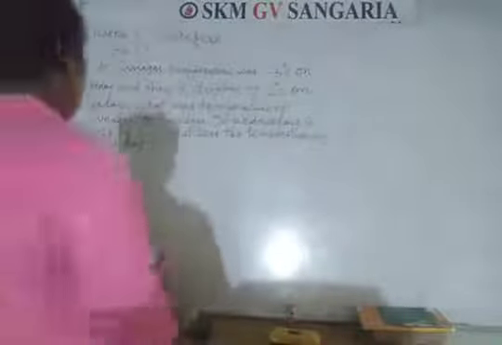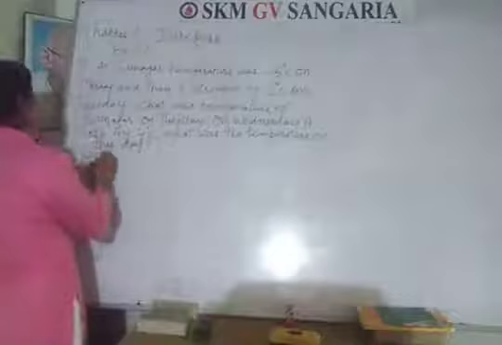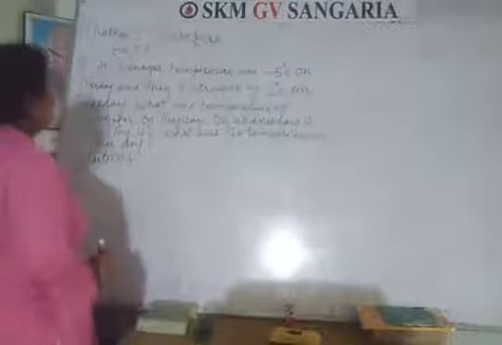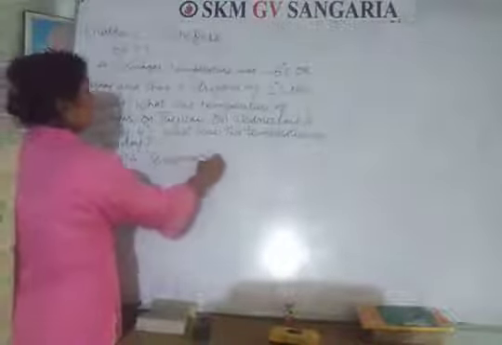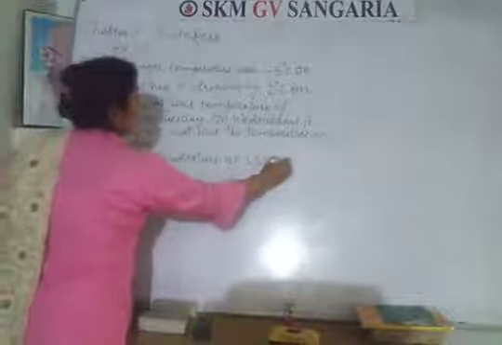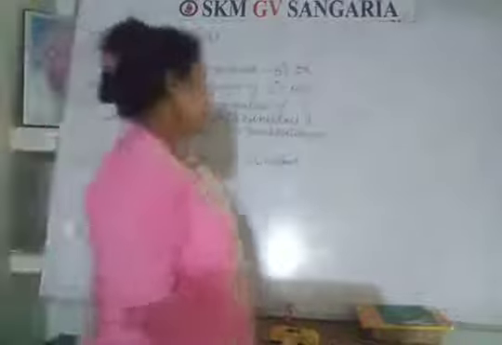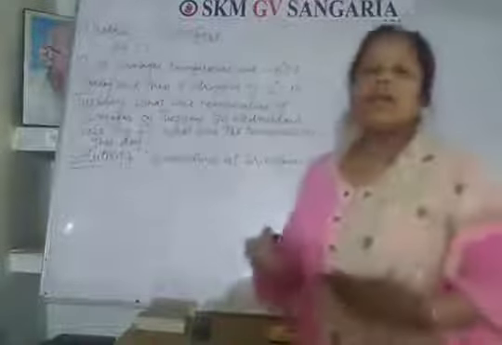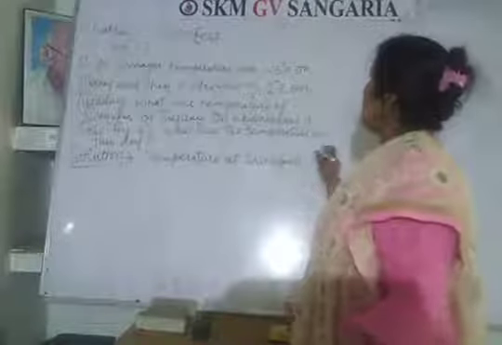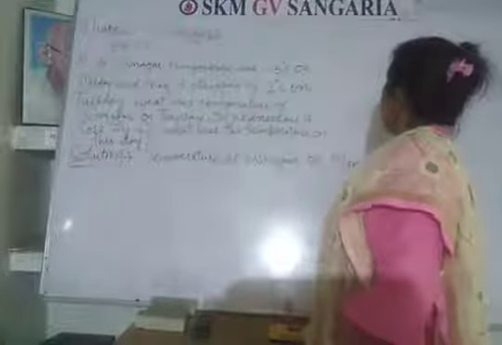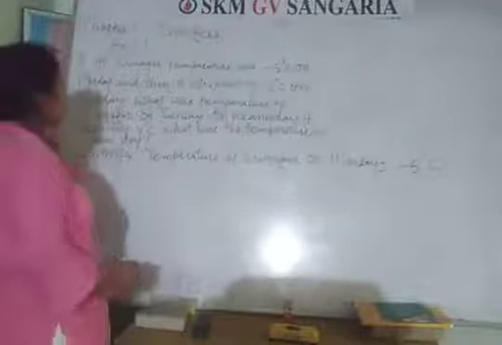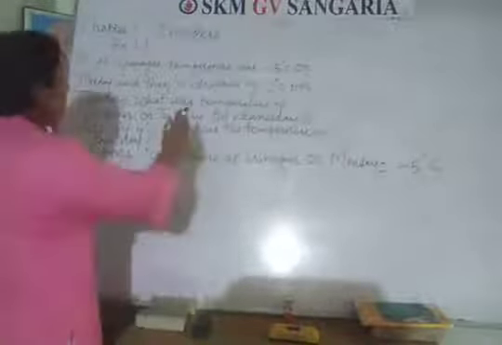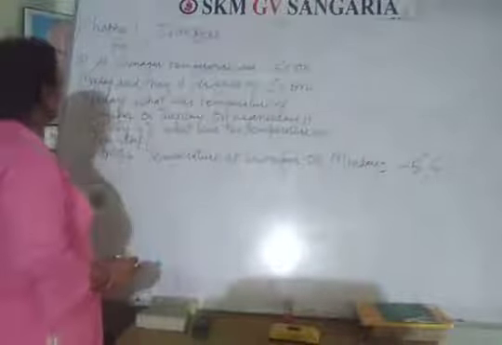The solution of this question will be like this. Solution: temperature at Srinagar. You have to write the language part also while solving the sum. Don't directly do the solution. Temperature at Srinagar on which day? Monday. This is minus 5 degrees Celsius. Now, it dropped by 2 degrees Celsius on Tuesday.